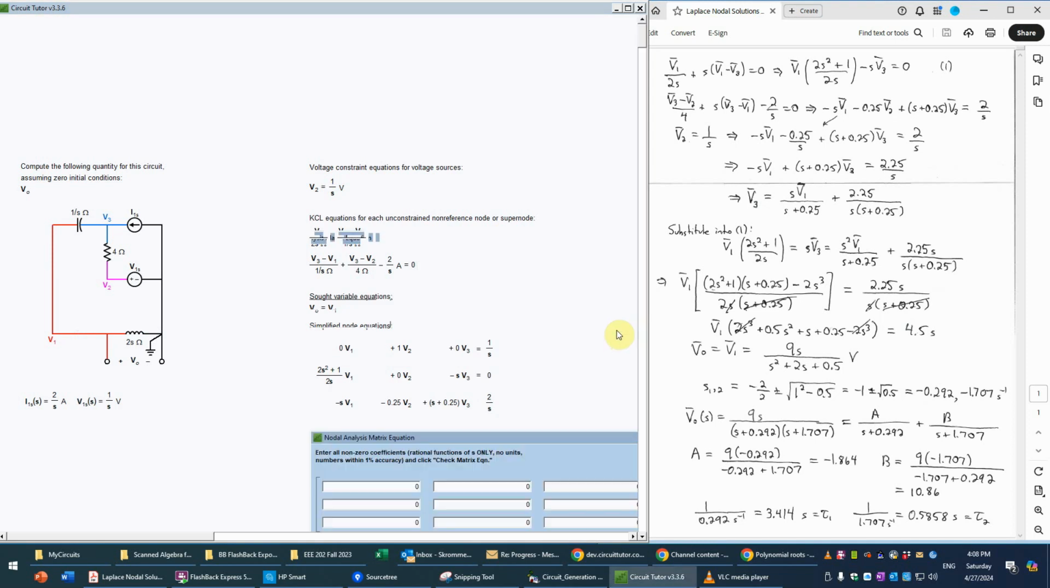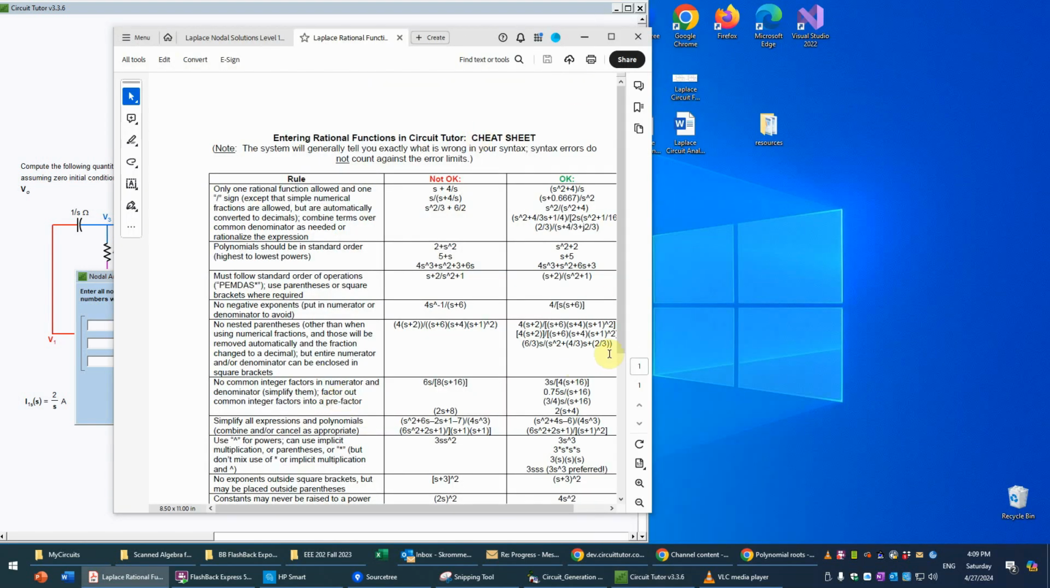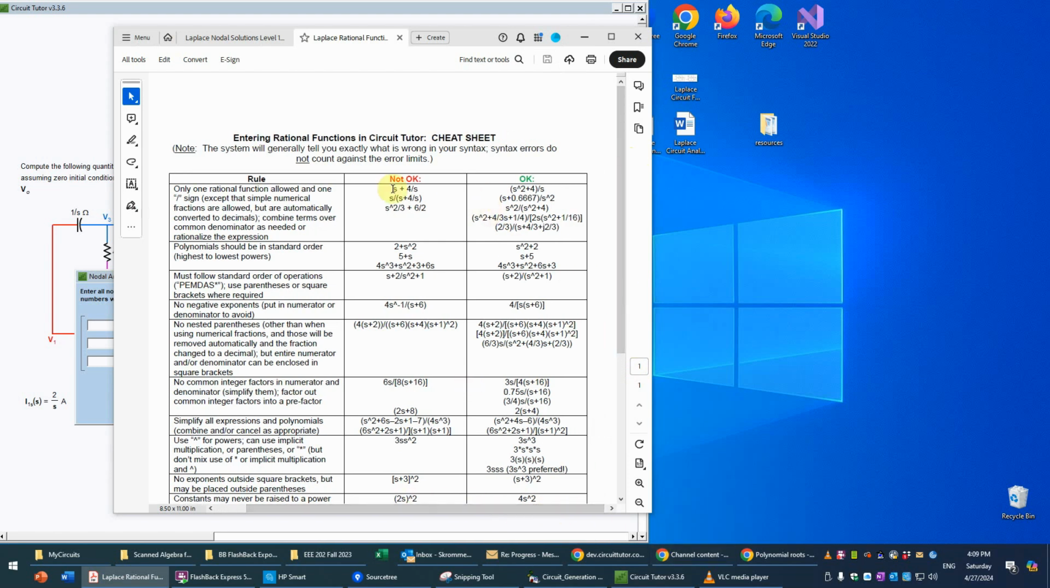And now it just says we have to do a matrix equation. Now, again, you could re-enter all that stuff, but what's much easier, of course, is just to copy it from the simplified equations. And notice, by the way, on both this form and the previous one, you did have that rational function syntax help. Again, I'll just pull that up to remind you what that looks like. But basically, that's just the little cheat sheet that shows you the rules for entering rational function syntax here. And what you can enter is in the green here, and what you are not allowed to enter, things like that, are in the red. And so most of the time you probably won't need this, but if you do, you can look at this to see kind of what the rules are for doing that.